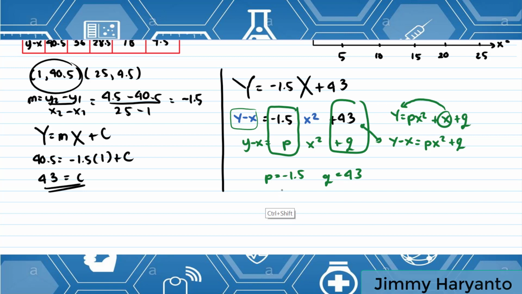Easy. Oh, wrong calculation, guys. This should be 42. This 42 and this one also 42. Wait a minute. 42, 42, 42. Okay, it matches with the answer key. Next.